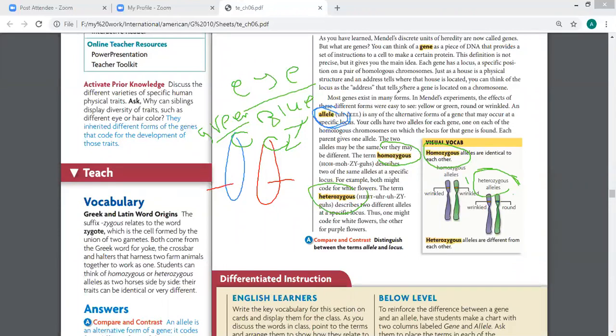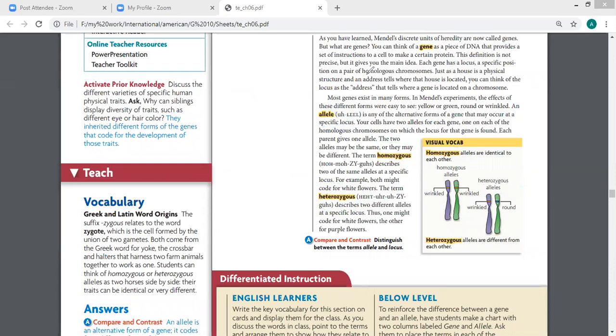At the end, to know the difference between gene and alleles, you can say that gene determines the trait.